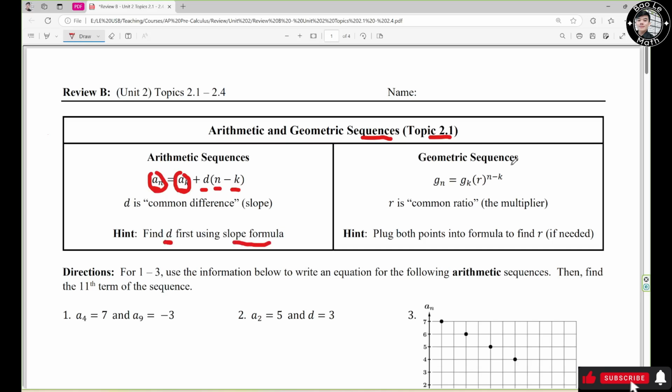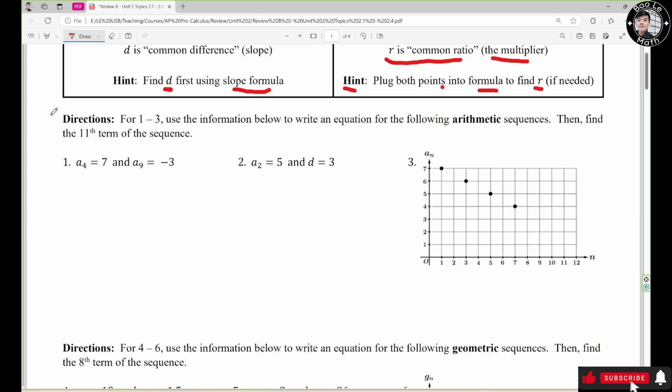Now for geometric sequence, g sub n equals g sub k times r raised to the n minus k, where r is the common ratio, the multiplier. Alright. Now here's the hint. You need to plug both points into the formula to find the common ratio. Now let's take a look at the examples below.